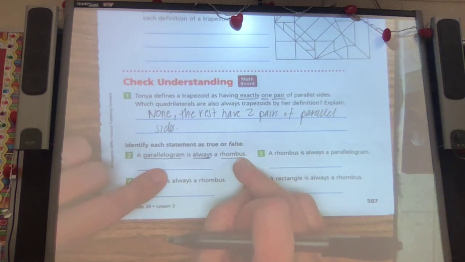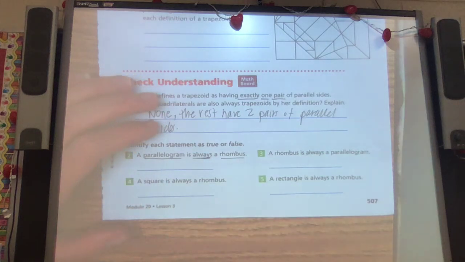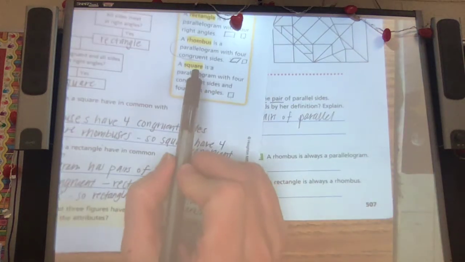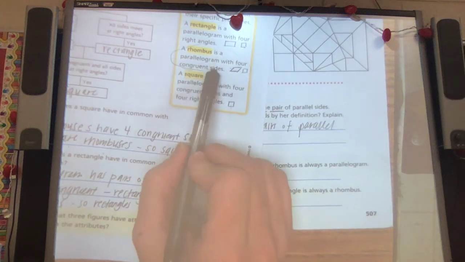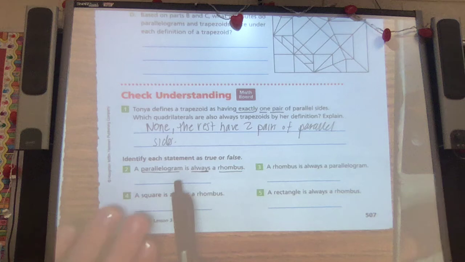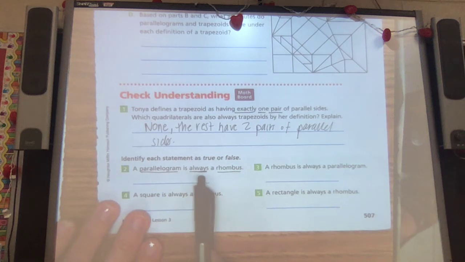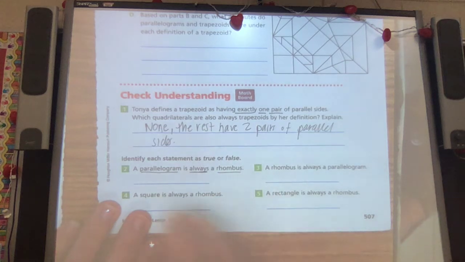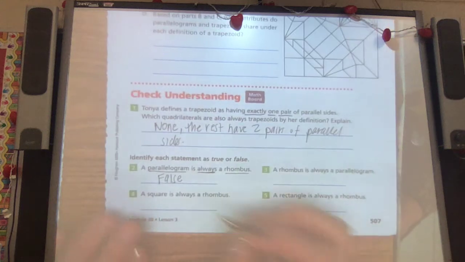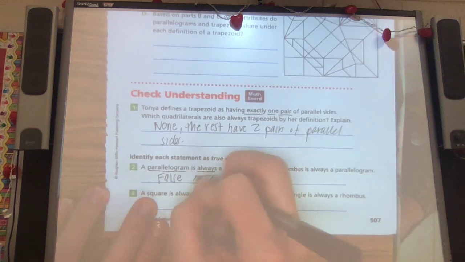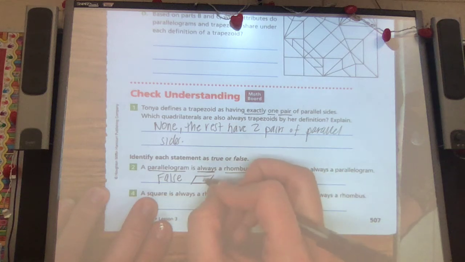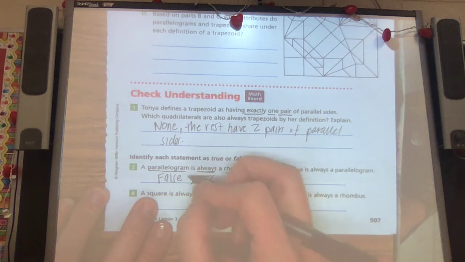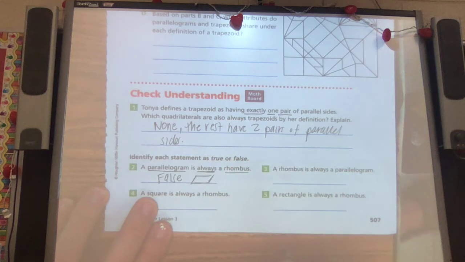Well, first of all, let's think about what we know about a rhombus. And you can look back at your other page. A rhombus is a parallelogram with 4 congruent sides. A parallelogram is always a rhombus. Does every parallelogram always have 4 equal sides? No, that is false. Think about a parallelogram that we see the most. It doesn't have 4 equal sides. This parallelogram has opposite sides that are equal.